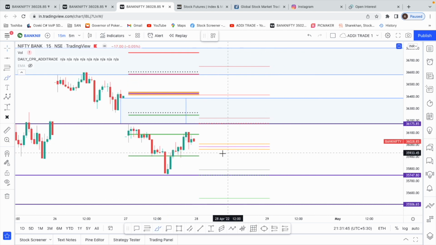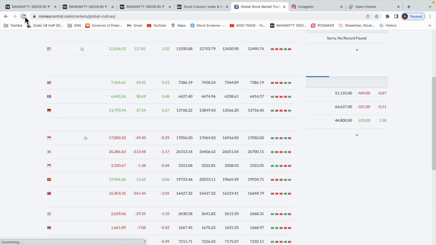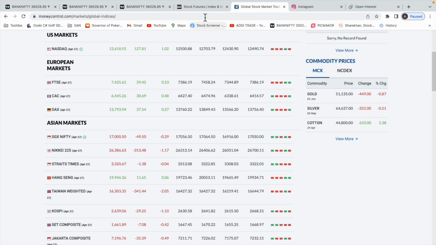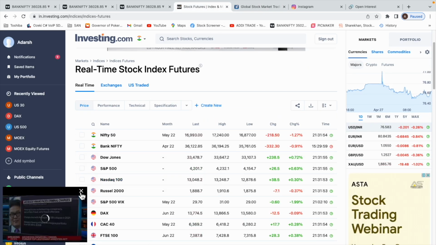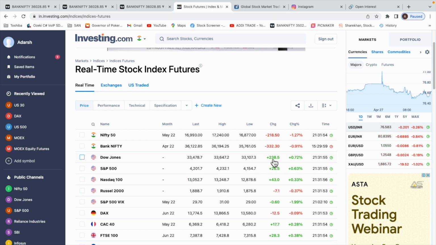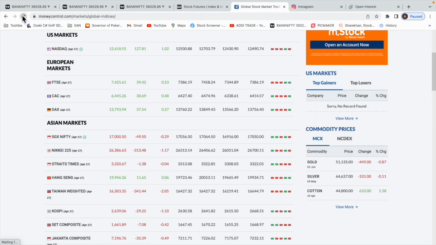See, as of now, SGX Nifty is indicating a gap down. It is indicating a gap down of 49 points. Even the US market is bullish, but all this while we were about 100 plus or something. Now we have come up to 230. And at the start of the US market, the SGX Nifty was showing more than 160 points down. But we have recovered a little bit.